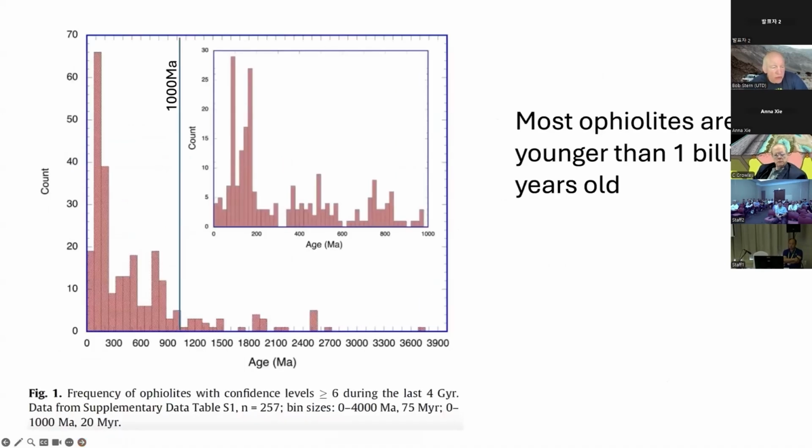Now, when we look at these ophiolites with confidence levels greater than 6 over Earth history, we see that the vast majority of them are younger than 1 billion years. This is something that's been noticed before, but there are ophiolites that extend back into the Neoarchean and even one back here in the Paleoarchean. But it's a general result that most ophiolites are less than 1 billion years.